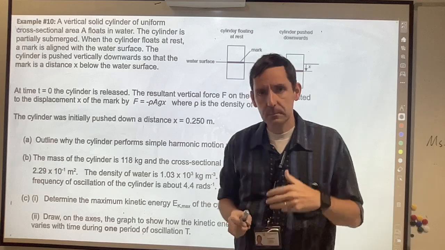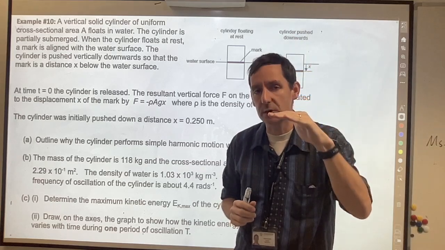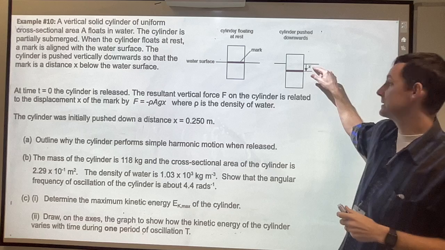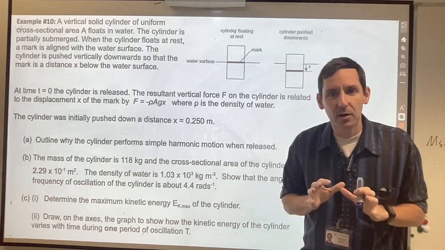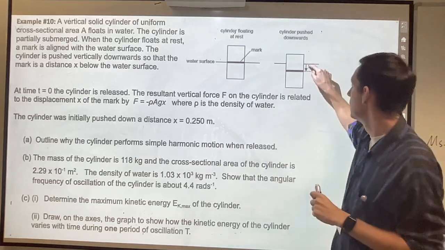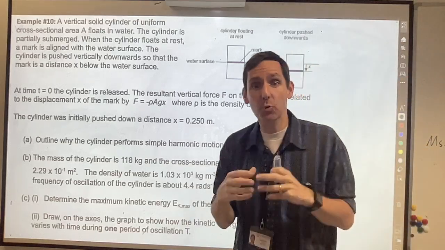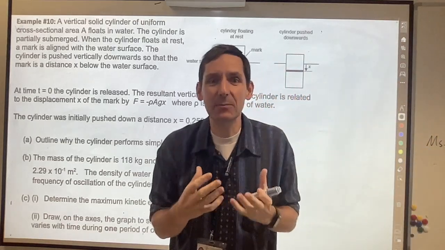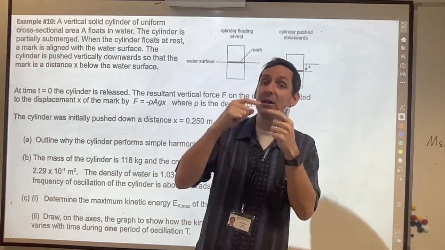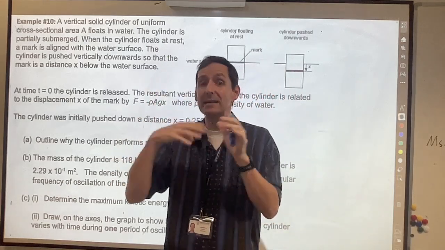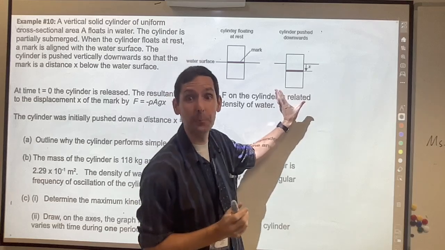Now, we're going to take the cylinder and push it vertically downwards so that the mark is a distance x below the surface. Now, what's going to happen? Well, hopefully you're recognizing that now more water has been displaced. The buoyant force depends on how much water has been displaced. If you are now displacing more water, then you have a greater buoyant force. And so now that nice balance between gravity and buoyant force, where those forces were equal, isn't the case anymore. Now, the buoyant force is greater, so we're going to have a force upwards that's going to push our cylinder up.